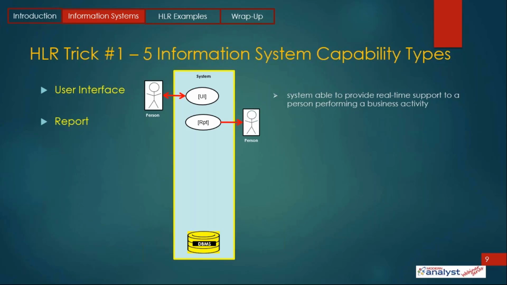Second fundamental capability, the system can produce a report. What we mean by that is the system is able to produce what I call a snapshot of system managed data available to someone offline. So this actor may use the system online sometimes, may not have any access to the system, but there is a business need to get some information out of that system that they can hold in their hand if need be. Okay, second capability type.